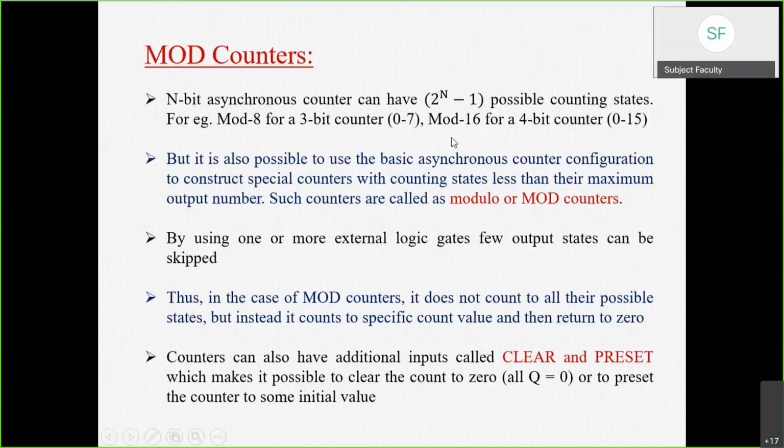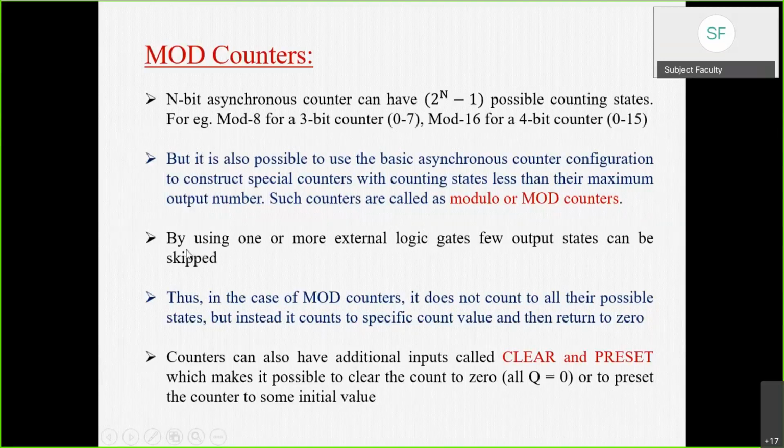So for example, mod 6 counter or mod 10 counter. If you observe mod 6, then mod 6 has to be designed with the 3-bit counter. A 3-bit counter has maximum counts of 7, but we are using only up to 6. So that's why it is called a modulo counter. It will be more clear to you as we proceed with this discussion.